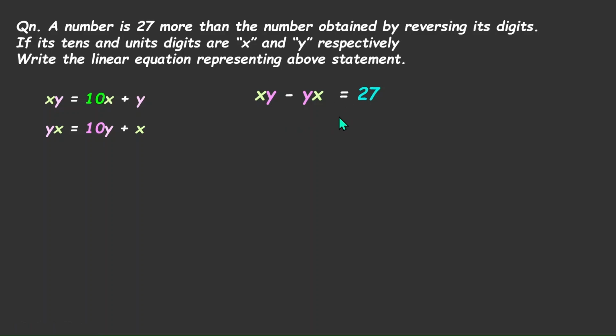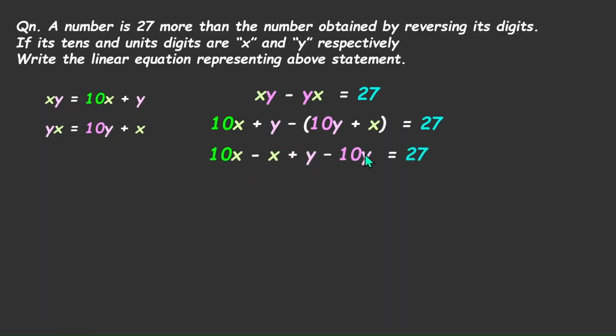And now to convert it into the standard form of linear equation, let's open both of them up in their expansion. So xy becomes 10x plus y and yx becomes 10y plus x. So this becomes 10x plus y minus (10y plus x). And here we can see y minus 10y would be minus 9y and 10x minus x would be 9x. So we'll club the similar terms together. We have 10x minus x plus y minus 10y is equal to 27. So this becomes 9x minus 9y is equal to 27. Now if we divide both the sides by 9, we get x minus y is equal to 3.